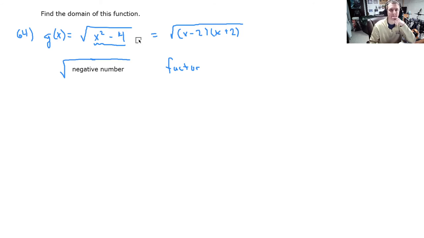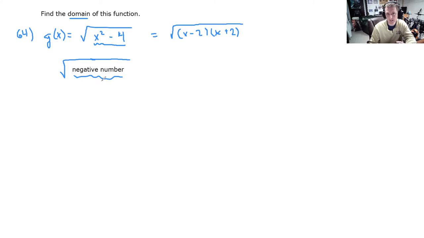now it's a question of how do I make sure that what's underneath there is not negative? Right? If I'm looking for the domain, I'm looking for the allowed inputs. So the allowed inputs are the x's that make sure we don't have a negative number. I'll say it again. So the domain is the allowed inputs. That means we're looking for the inputs that give us a positive number underneath the radical sign.